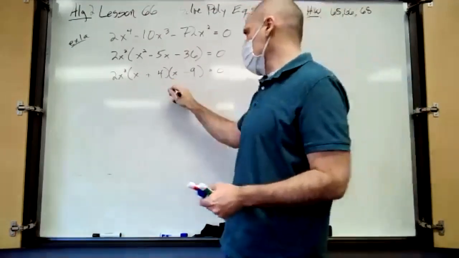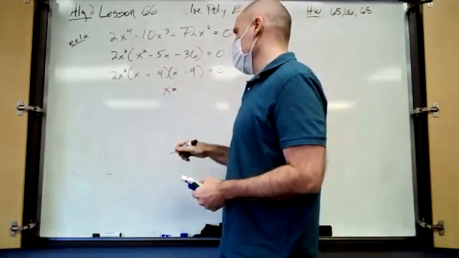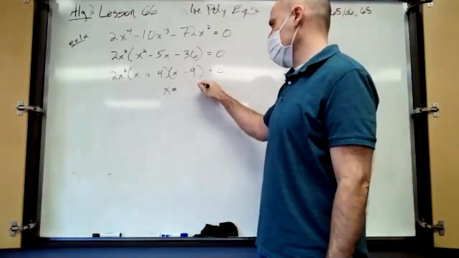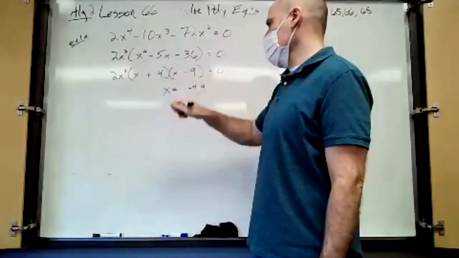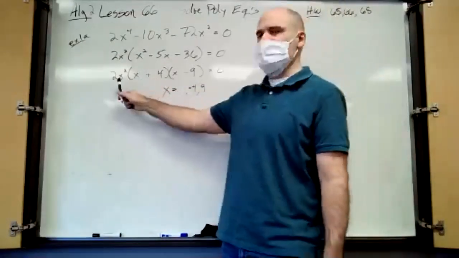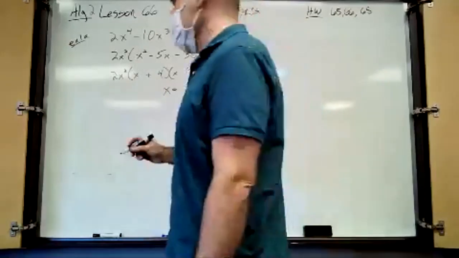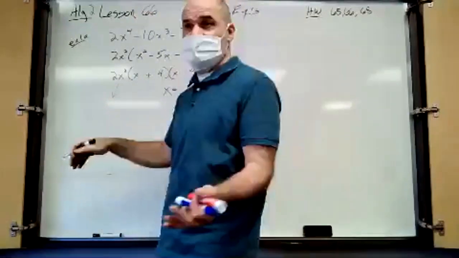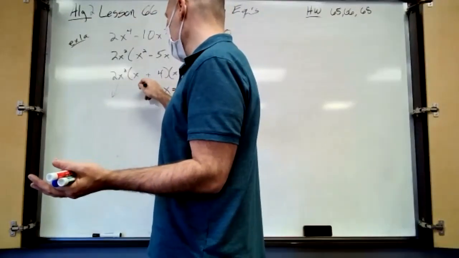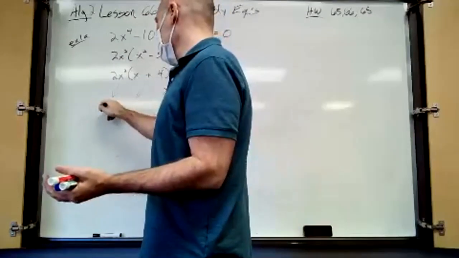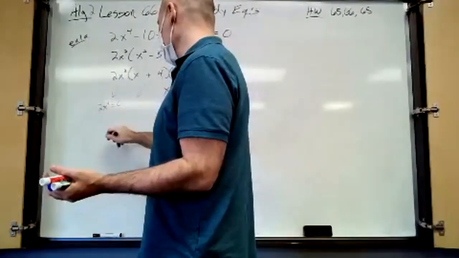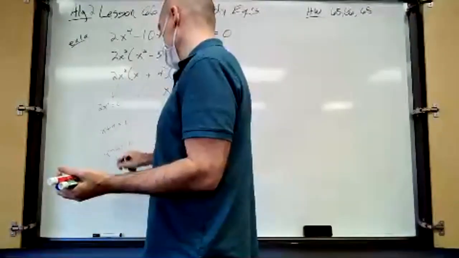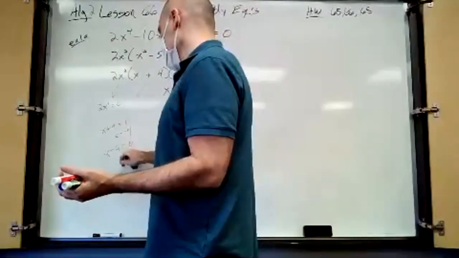Okay, so what are our x's? Positive 9. Negative 4. Now, this is still a factor, so if this confuses you, set them all to 0. So 2x squared equals 0. What does x have to be? x plus 4 equals 0. What does x have to be? x minus 9 equals 0. What does x have to be? x equals negative 4. x equals 9.